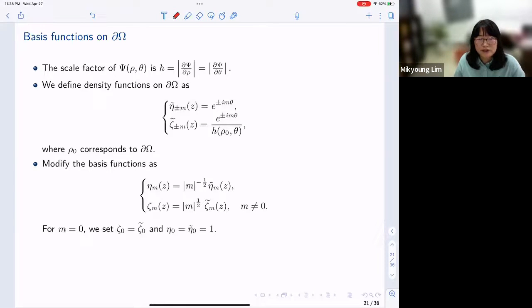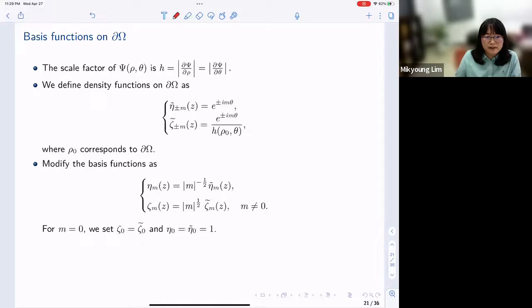define basis functions for the density functions on the boundary omega. Here H means the scale factor of psi. The psi is the orthogonal coordinate defined by the conformal mapping psi. And this scale factor is actually equal to the partial derivative with respect to the rho parameter and theta parameter. And we define the density function as a kind of Fourier type basis, exponential of plus or minus i m theta, and zeta tilde is divided by the scale factor. And rho zero is a parameter corresponding to the boundary of omega.